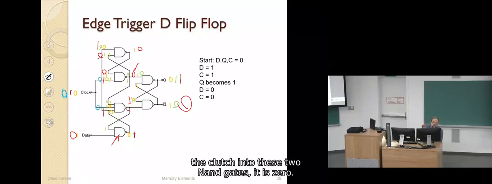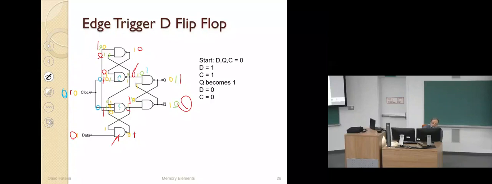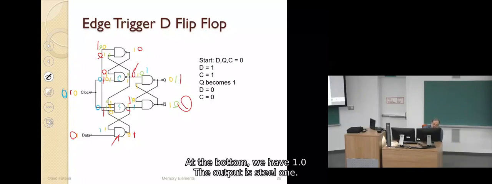So I first put the clock into these two NAND gates. So it is 0, so one of the NAND inputs is 0, so the output would be 1 for both of these NANDs, this and this. And this one coming to the NAND at the bottom. So we have 1 and 0. The output is still 1. This one goes to the NAND up. So this is 1 still. And this goes to the one here connected to that side also.